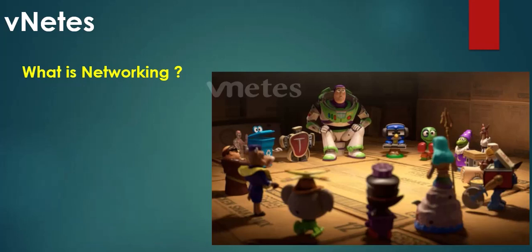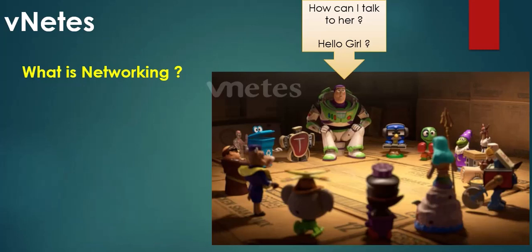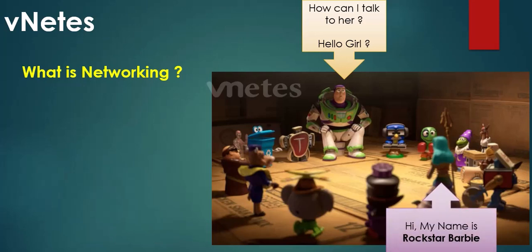Okay, so the guy in the middle is wondering how he can talk to the girl, because he still doesn't know her name. So he goes like, hello girl. Okay, then the girl responds back with her name. Now the two-way communication is established. So what is two-way communication? The two-way communication is like he can communicate to her, she can communicate back without any issues. So that is two-way communication.